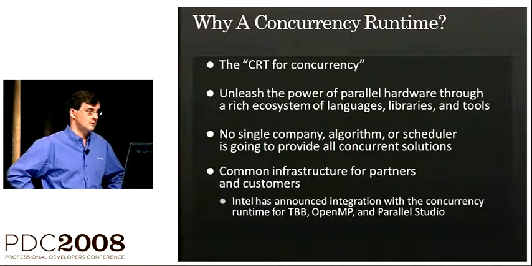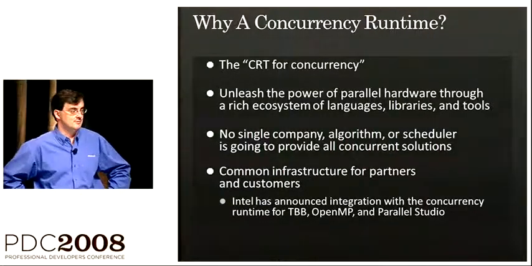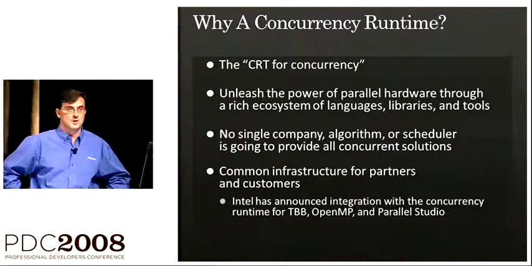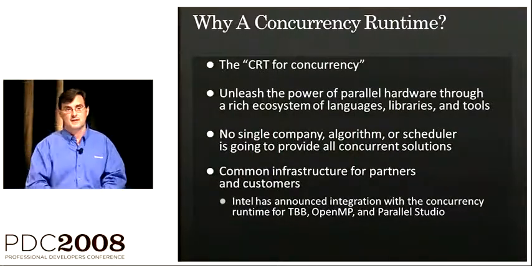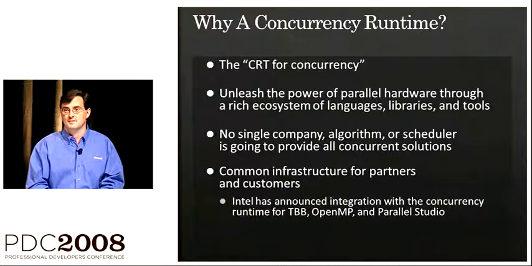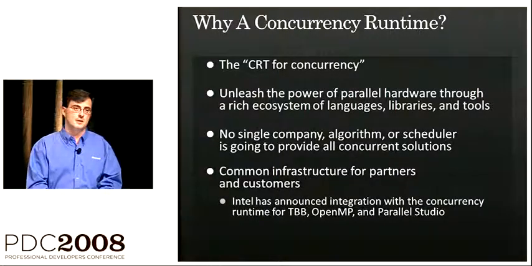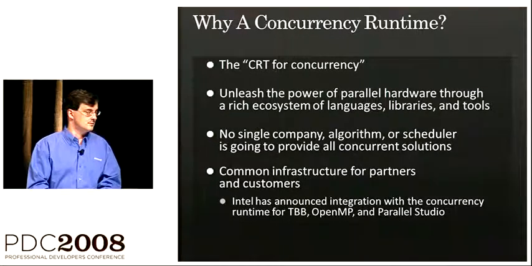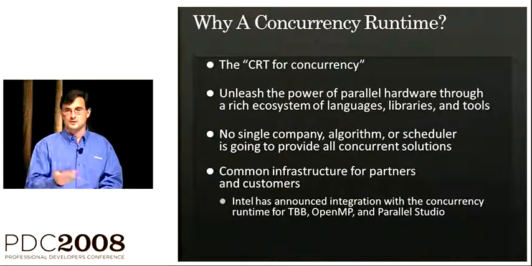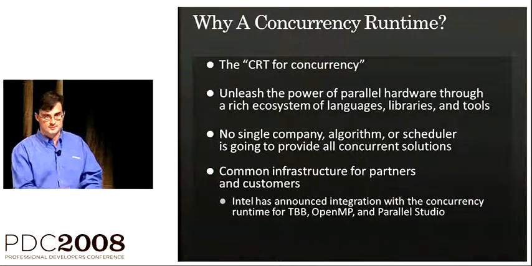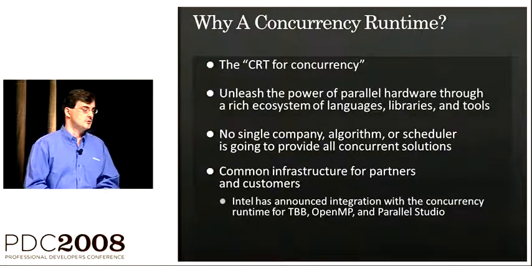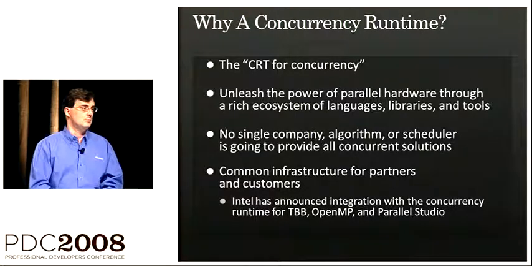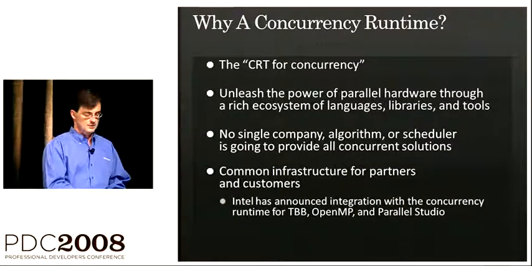So what we're doing is we want to build a common, extensible infrastructure for partners and customers, and even application developers that have a particular application-specific algorithm or library that you need or want to put on top of this infrastructure. As just an example, Intel has announced at IDF in August their support of the concurrency runtime with Threading Building Blocks and their OpenMP implementation, as well as supporting it in the Intel Parallel Studio tools.